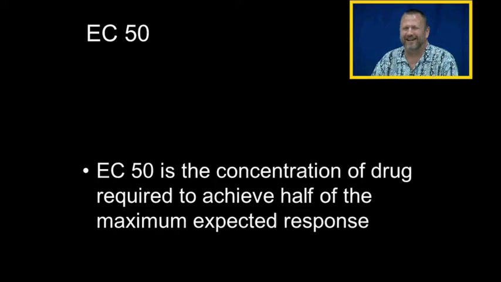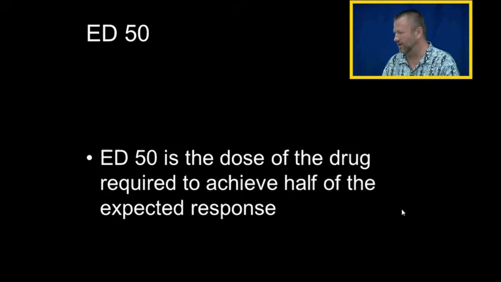When we talked about agonist dose response curves, we talked about the concentration of drug required to achieve half of the maximum expected response. The EC50 is the concentration of drug required to achieve half of the maximum expected response. But you'll look in other books and they'll use dose, and dose is just the amount of medication given. And the ED50 is quite simply the dose of the drug required to achieve half of the expected response.